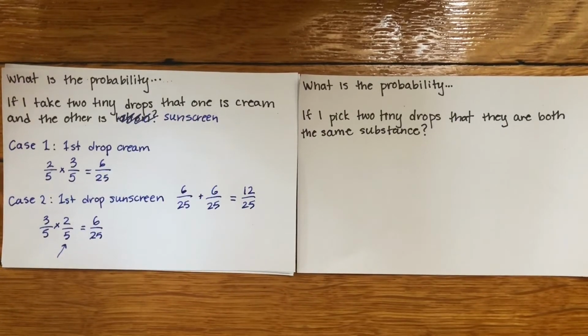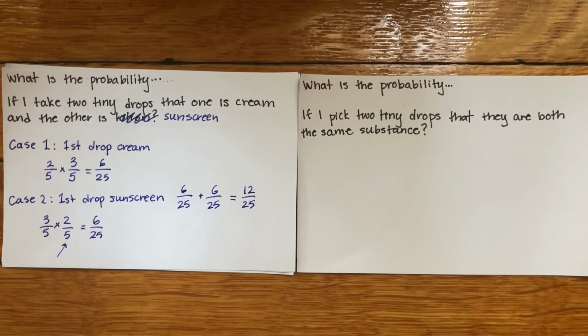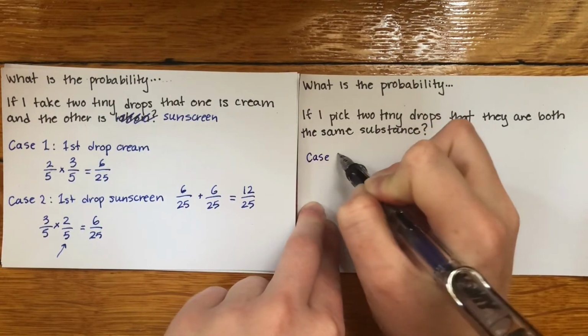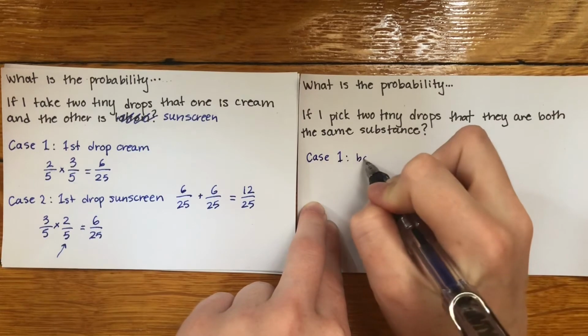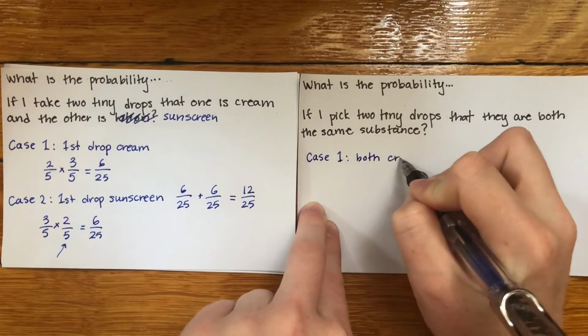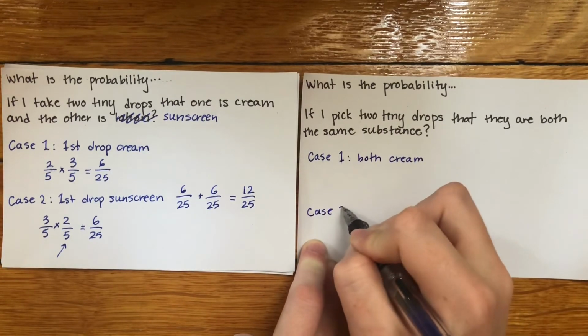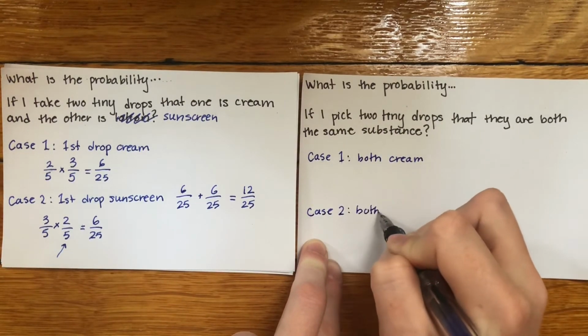So the final problem has to do with picking 2 drops that are both the same substance. So in this case, we don't care whether they're sunscreen or cream, but they just have to both be the same as each other. So we're going to again split into cases. Our case 1 here is that they're both cream, and our case 2 is that they're both sunscreen.